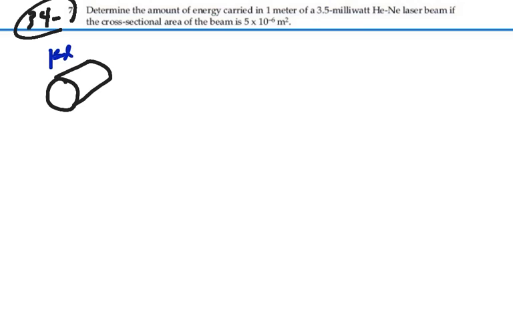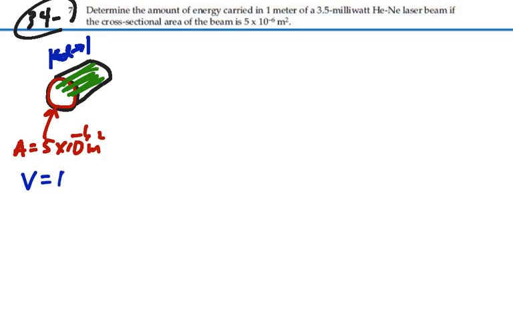So there's our length L. And we have a cross-sectional area. So this is our whole energy inside this beam. And that area is given as 5 times 10 to the minus 6 square meters. Alright? So the volume of this beam is going to be equal to this cross-sectional area times this length, the volume of that cylinder.